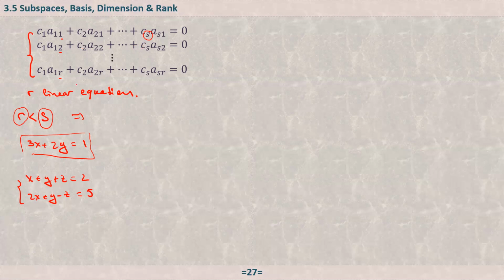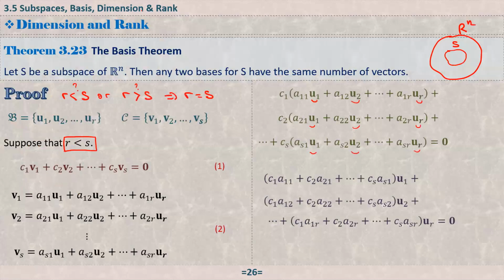That means that the solution C1, C2, and CS that satisfies the system is not unique, right? It is more than one. That means we now have a contradiction here. This C1, C2, CS, we don't have only one set that gives zero. We have more than one solution. One is, of course, when all the C1, C2, CS are zeros, and it also has a non-trivial solution. That means that V1, V2, and VS, these vectors, are linearly dependent. That means it cannot be a basis for S.